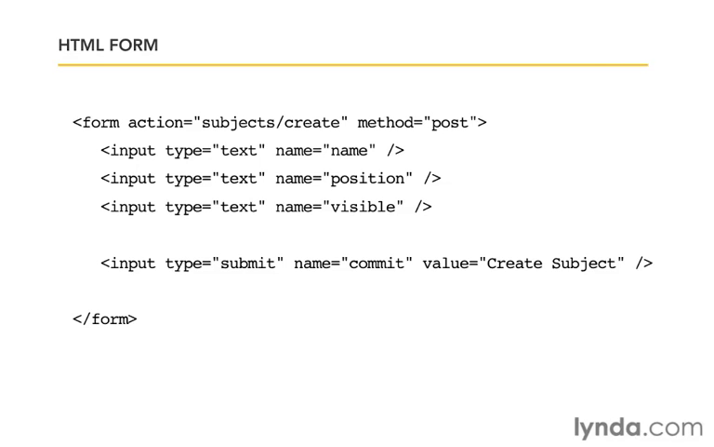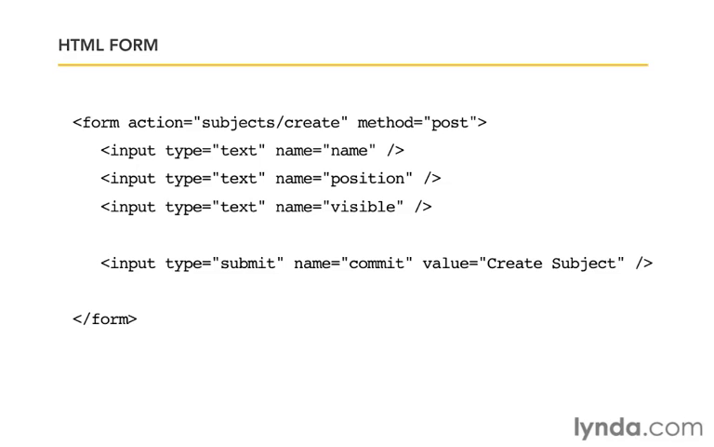Then inside the form, you'll see that I've got three text input fields for name, position, and visible, followed by a submit button that says create subject. So it's just a very basic create a new subject form. As I said before, this simple HTML version will absolutely work inside your Rails application. It'll display the form and it will submit values just fine. And what we'll get when we submit those values to the create action is a set of post parameters.